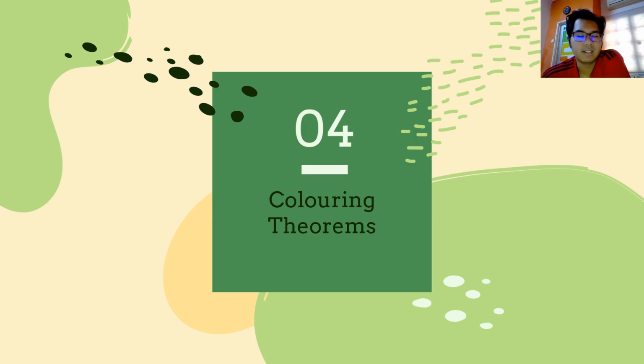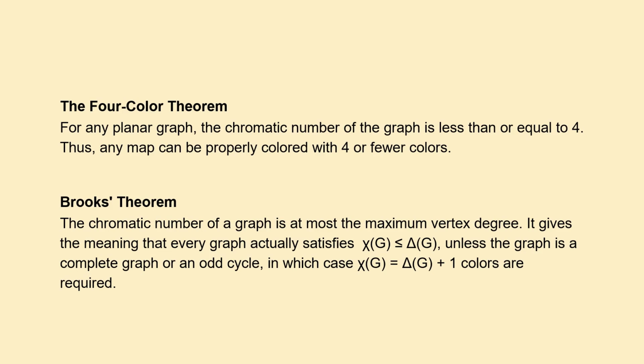For the next subtopic, coloring theorems. The 4-color theorem: for any planar graph, the chromatic number of the graph is less than or equal to 4. Thus, any map can be properly colored with 4 or fewer colors. Brooks' theorem: the chromatic number of a graph is at most the maximum vertex degree.